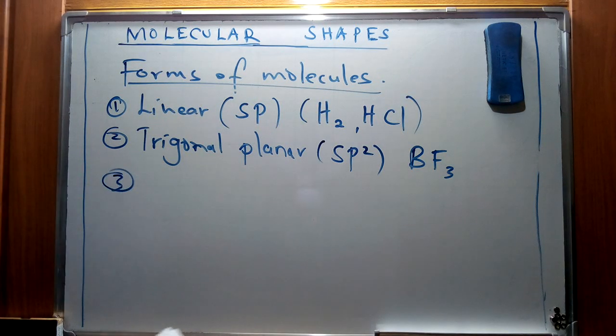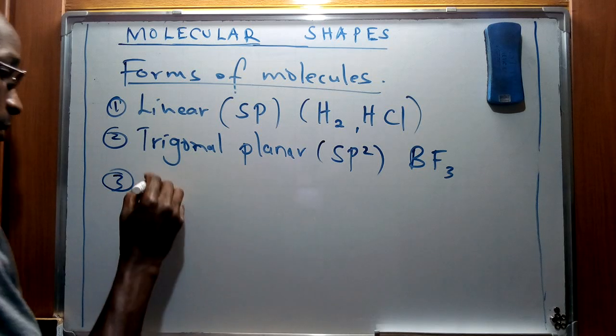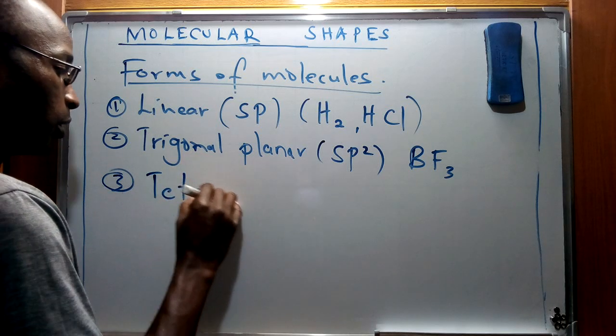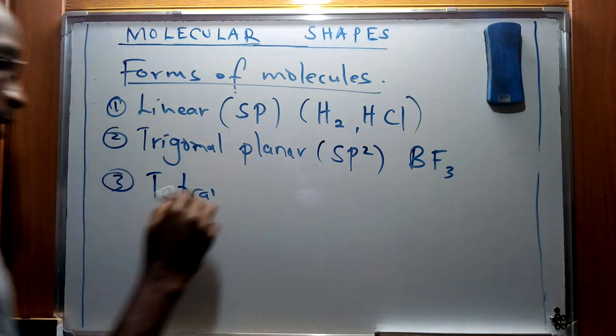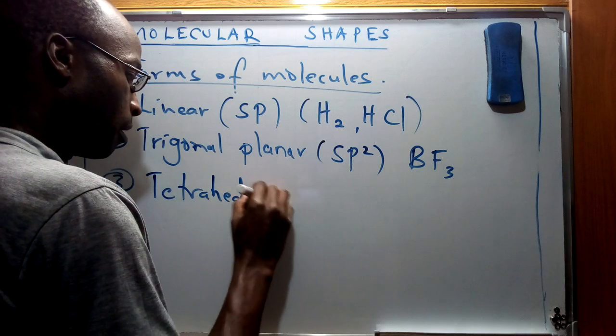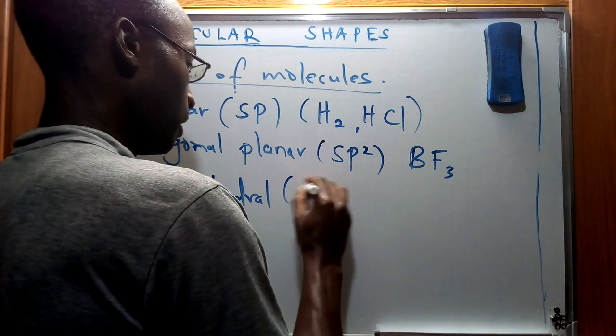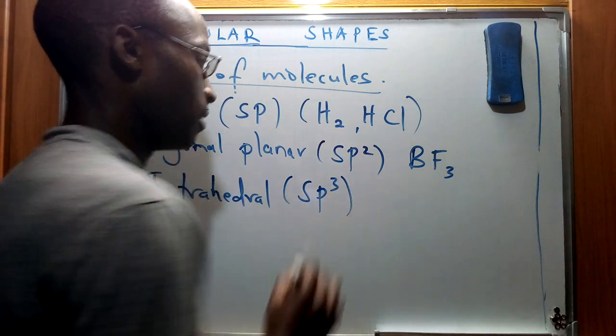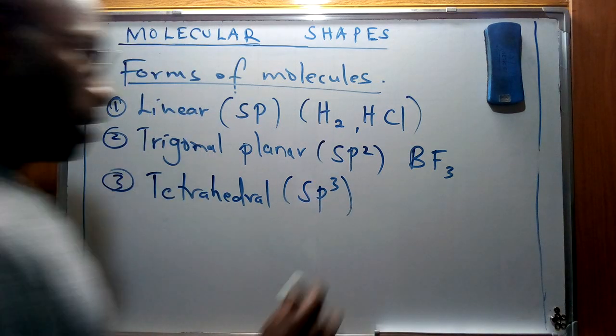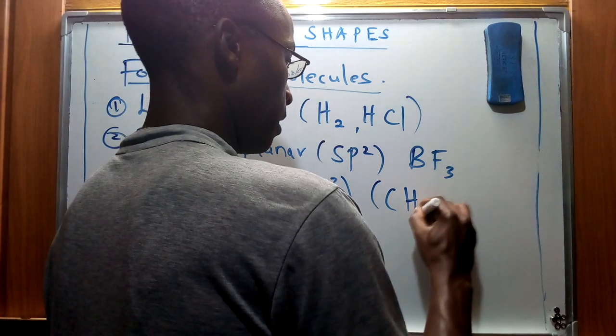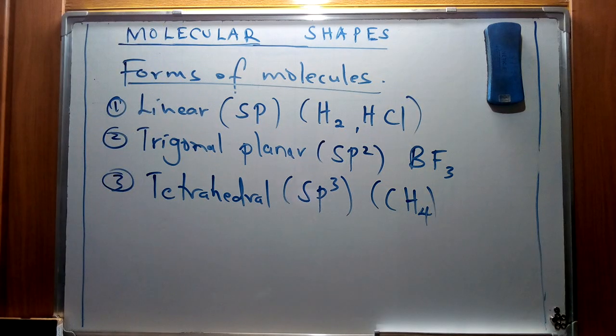And then number 3, we can describe another form of a molecule, which is a tetrahedral structure. This one basically appears in the sp3 hybridized molecules, and this is one of the examples that we can give for that.